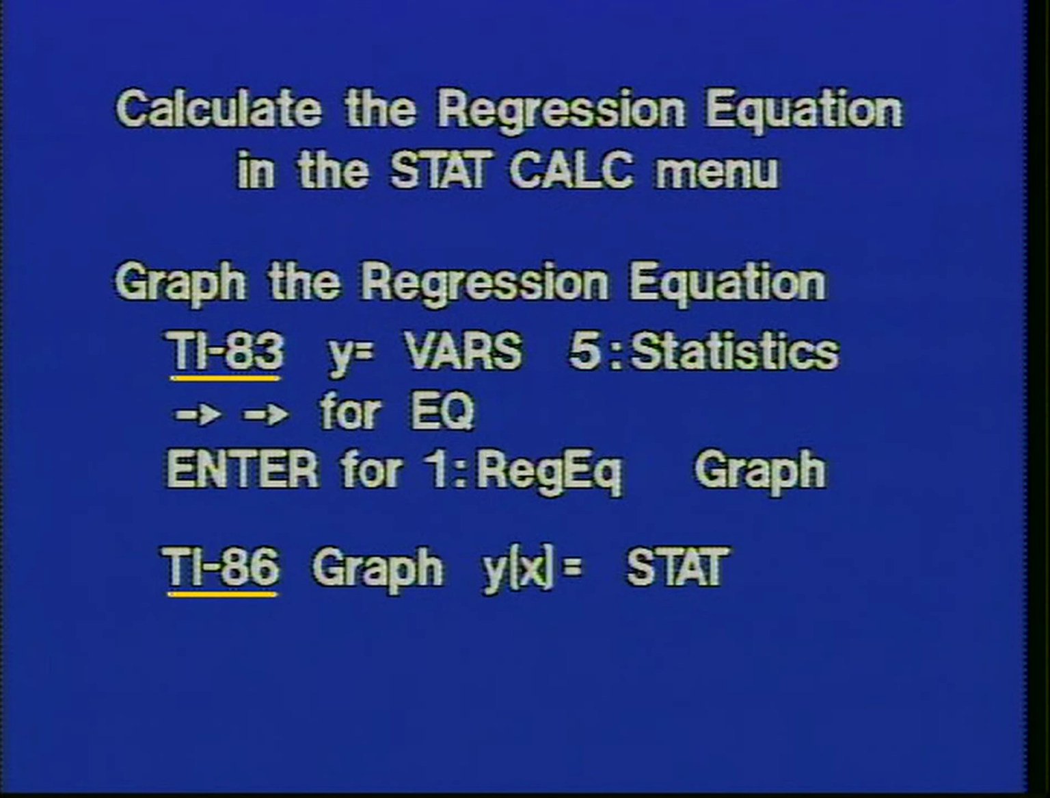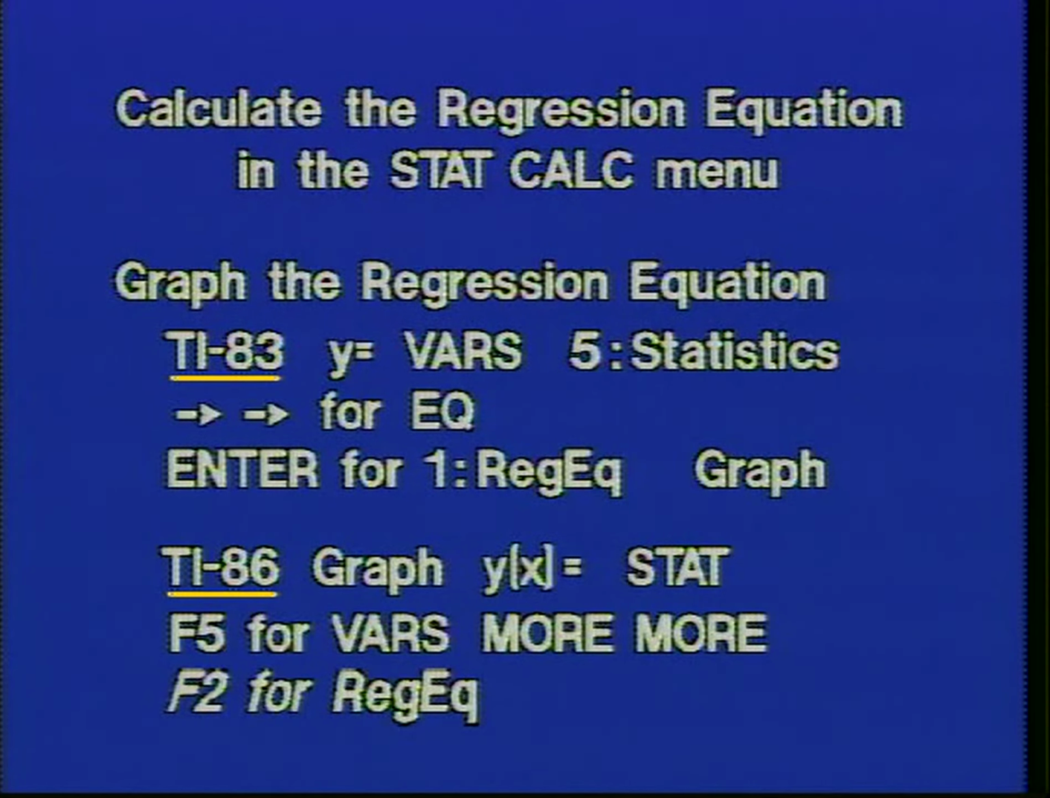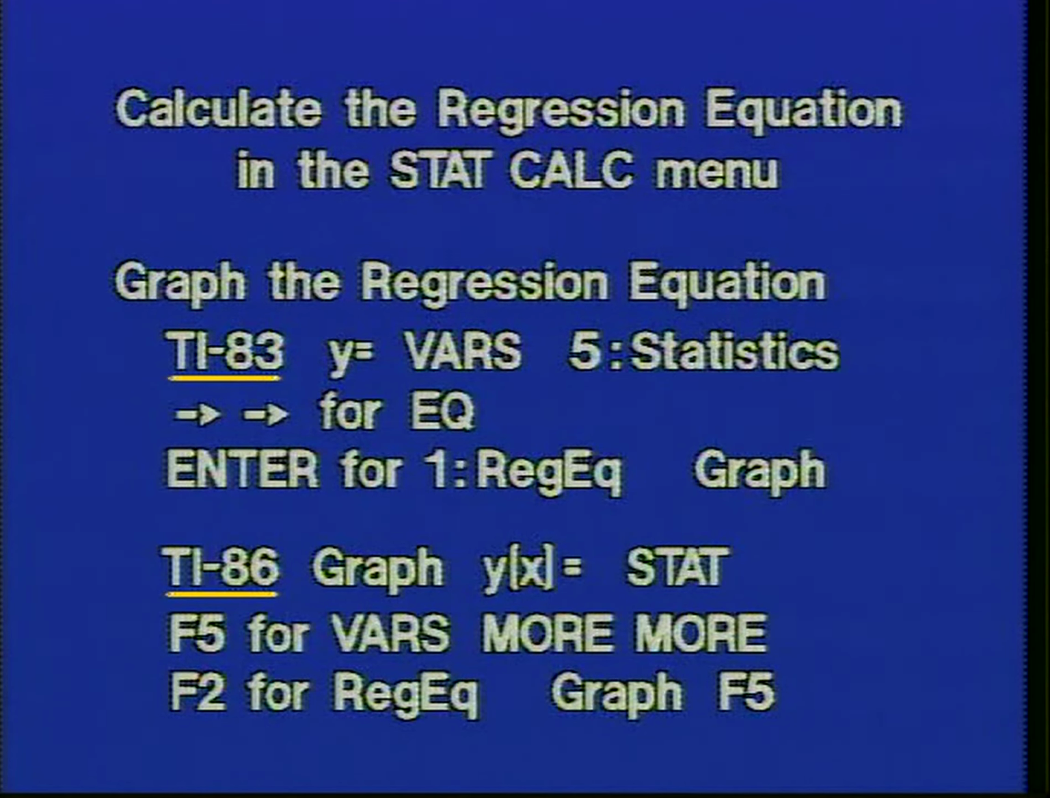We press the button marked Stat, and then we press F5 for VARS. See, it's very similar to the 83, but accessed a little bit differently. So F5 will give us the VARS idea. Then we press More and then More to get different menu items at the bottom. And then we select F2 for the regression equation. And then we press Graph, which is F5. And away we go. We're all set.